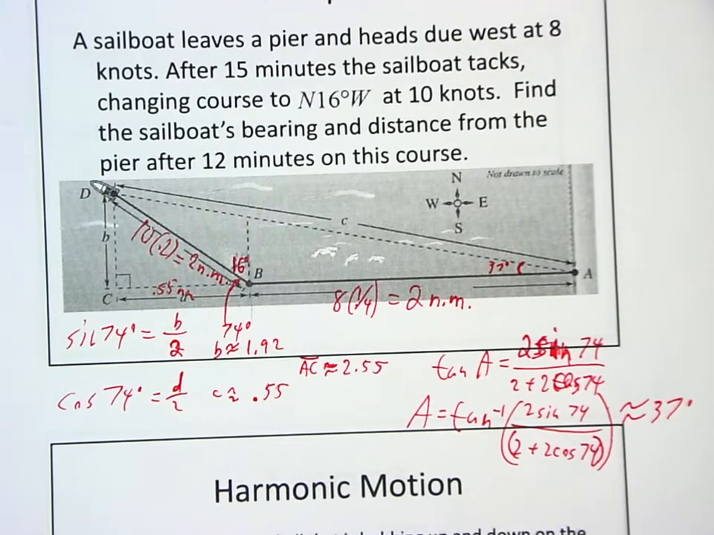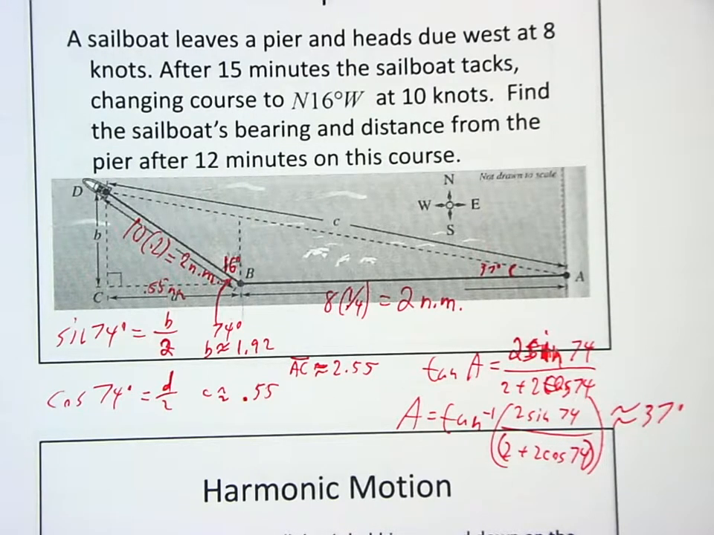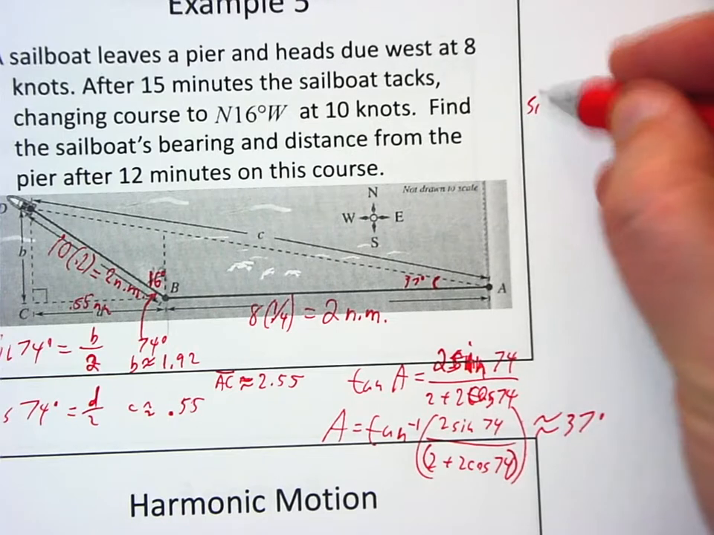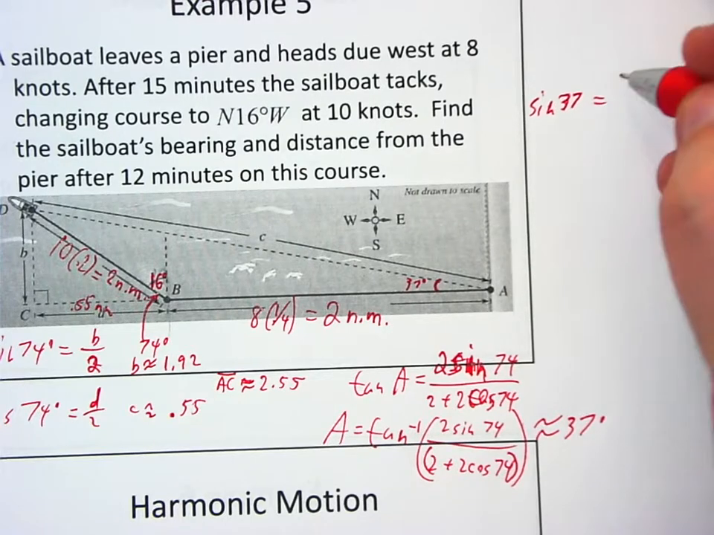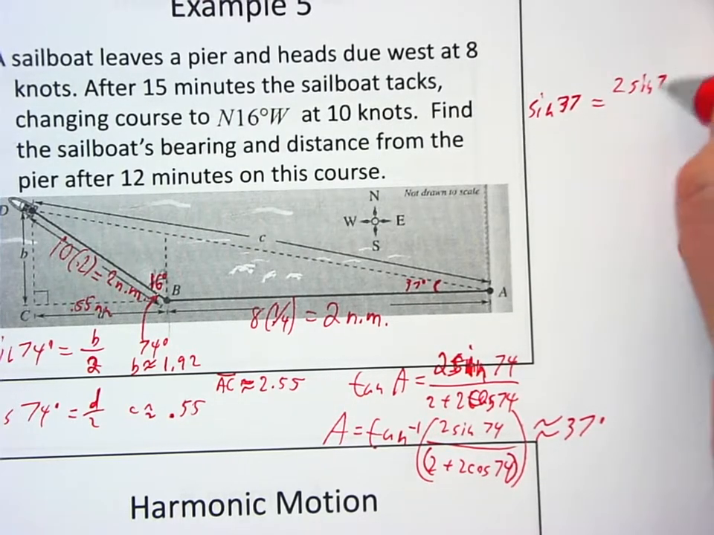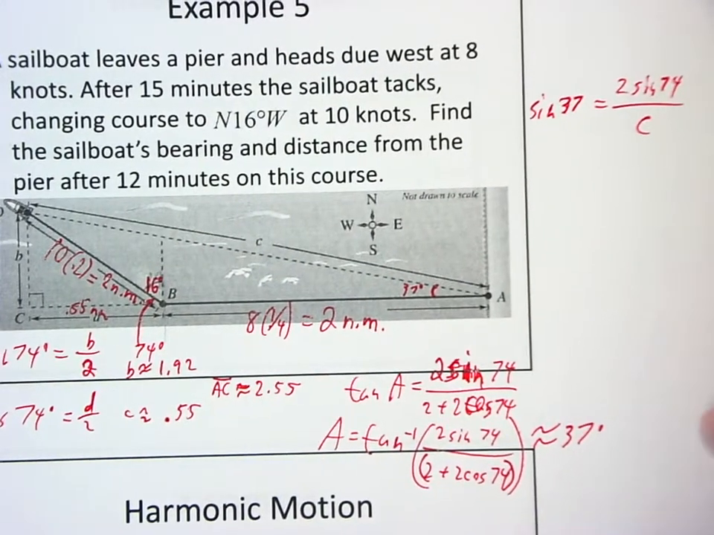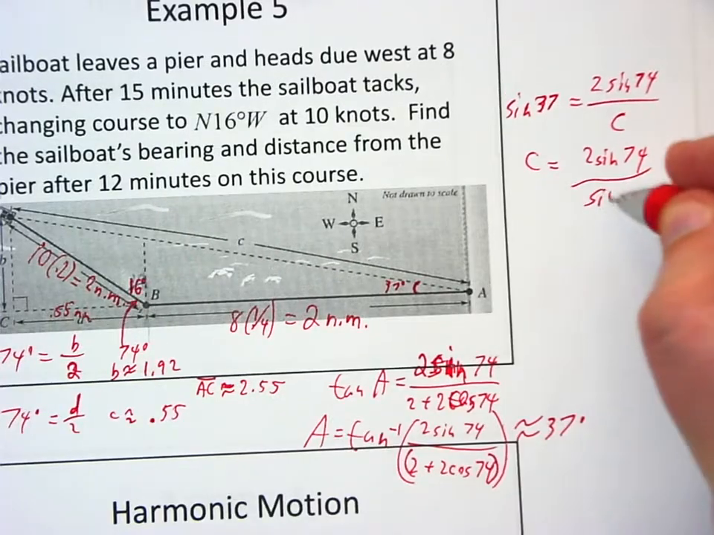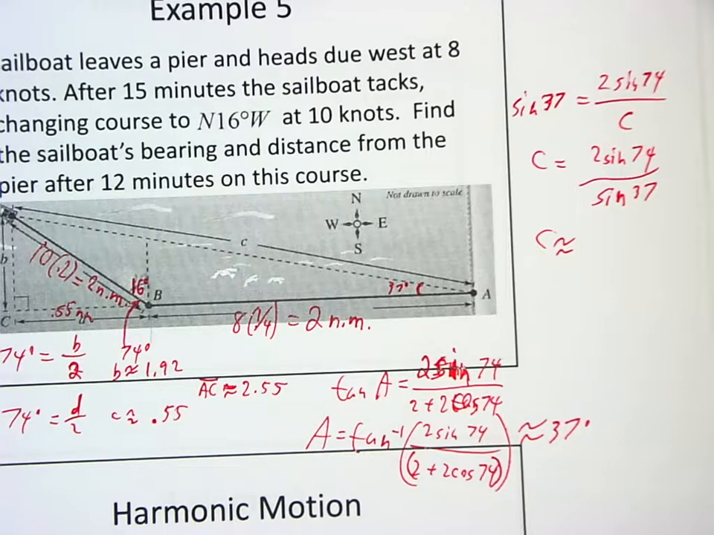Now, I still need the actual length of C. How would I go about that? Sine? Sine of 37 equals 2 times sine of 74, because that's that B, that's that opposite over C. So then C is going to be equal to 2 sine 74 divided by sine 37. So what do you get for a length of C? Got it.